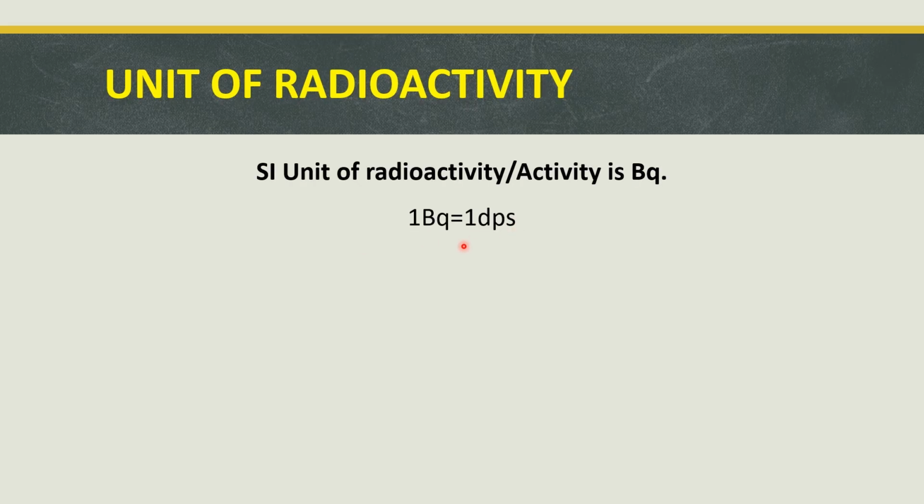1 becquerel is equal to 1 dps. DPS means disintegration per second. But nowadays the commonly used unit is the curie. So we can say that the curie is another unit of radioactivity. The relation between the becquerel and curie is: 1 curie is equal to 3.7 × 10^10 becquerel. Okay, so there is also another unit of radioactivity, that is Rutherford.